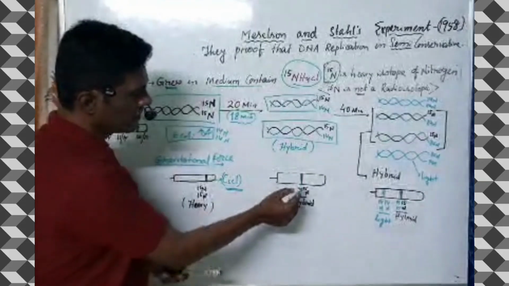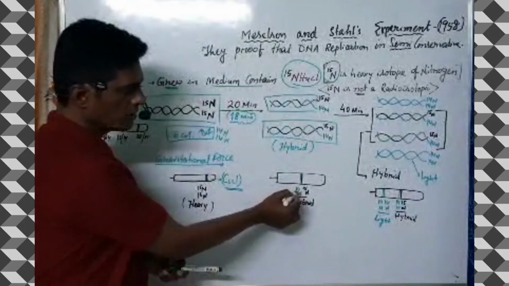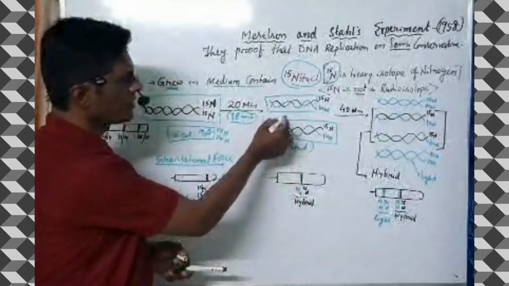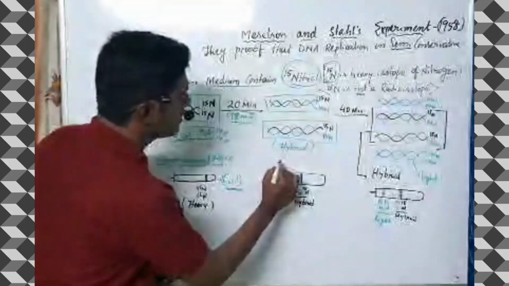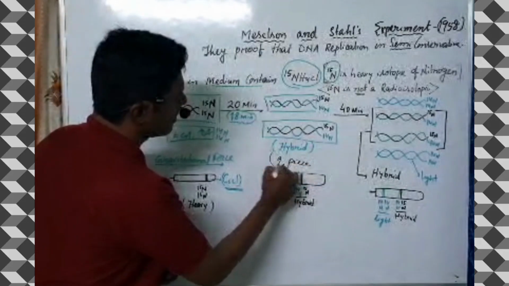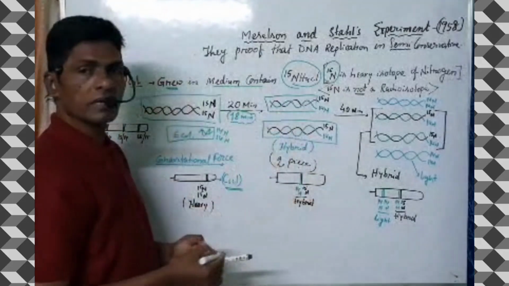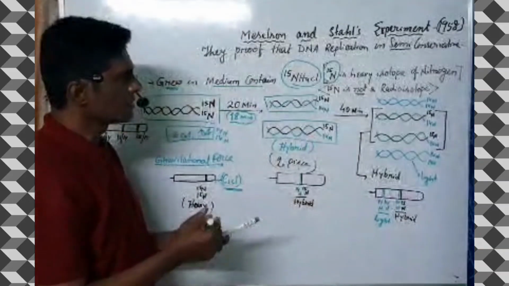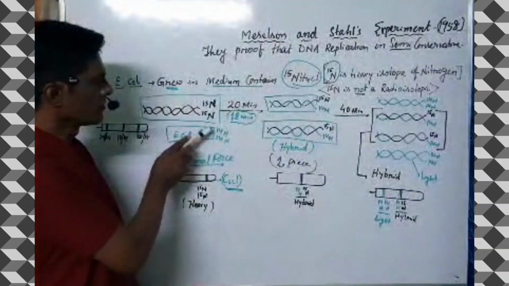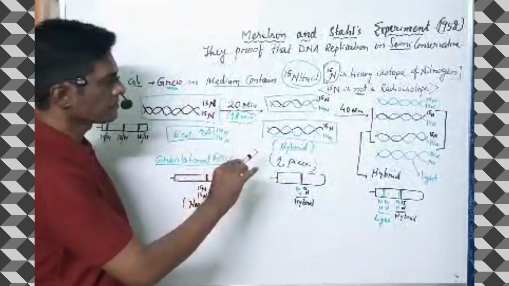Here N15 is there and N14 is there. So both templates, one is N15 heavy, another is light. So it is hybrid. So how many pieces of DNA did he find? Two pieces of DNA, both hybrid. Hybrid is nothing but one old and one new. This is new, this is old. So after mixing, they form the hybrid.